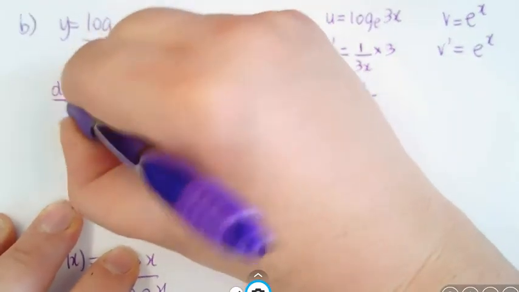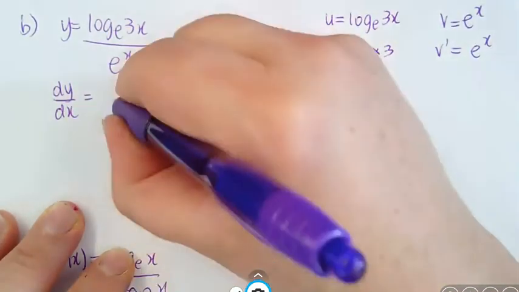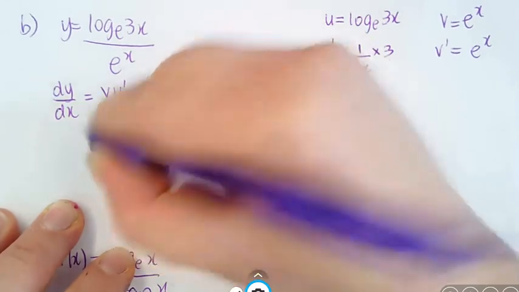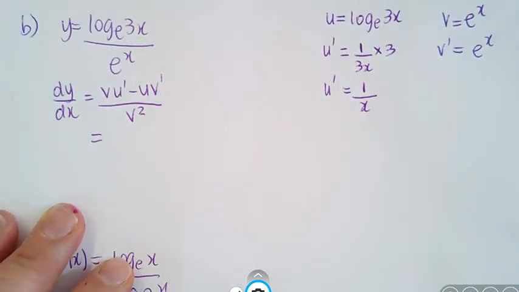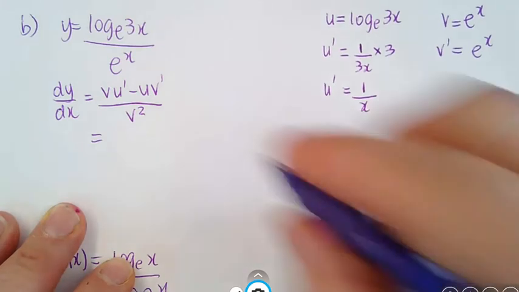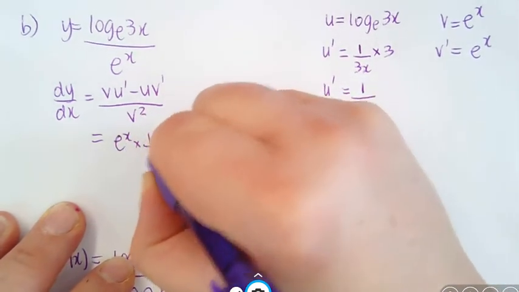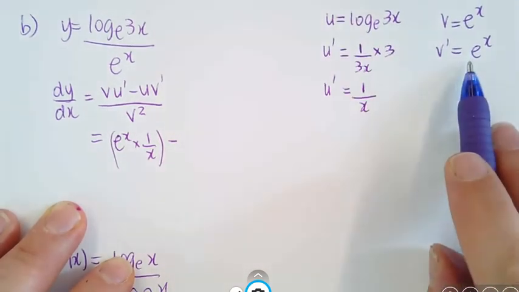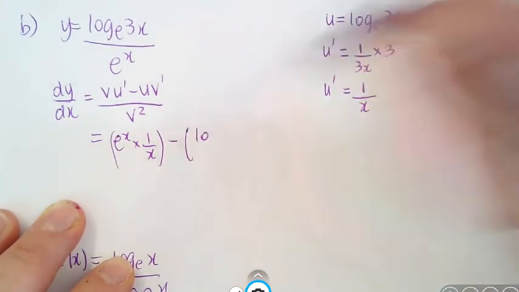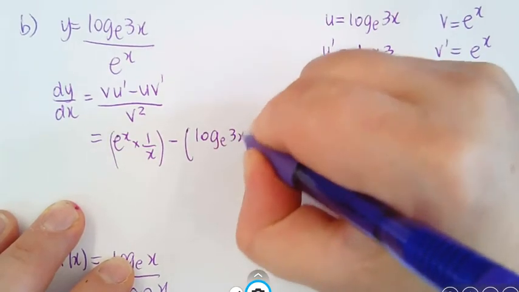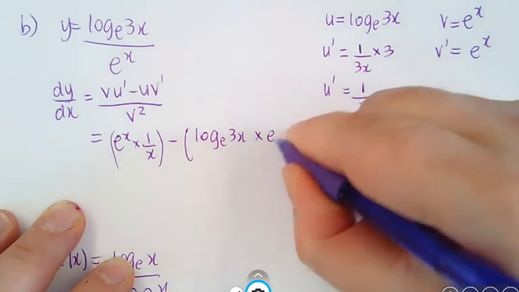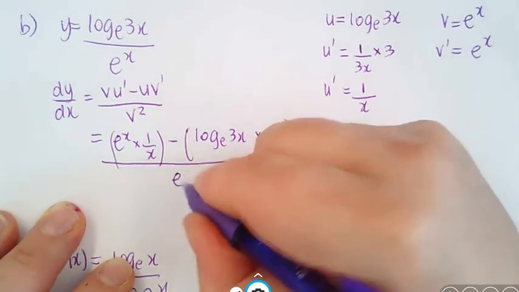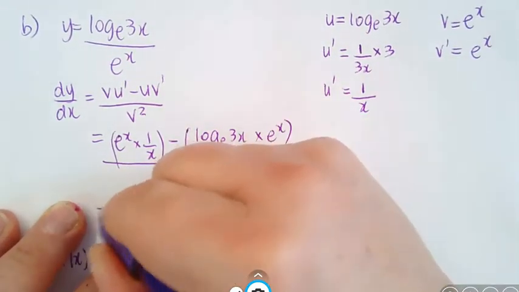So the derivative of this function is vu dash minus uv dash over v squared, which is, and we just substitute, vu dash. So it's e to the x times 1 on x minus uv dash, log to the base e of 3x times e to the x, over v squared, which is e to the power of x squared.